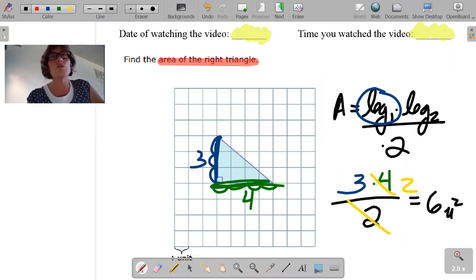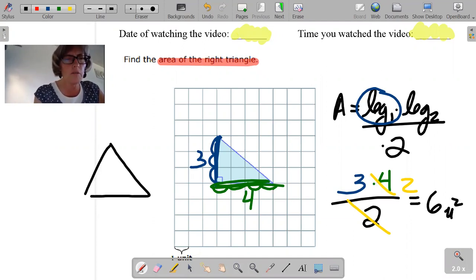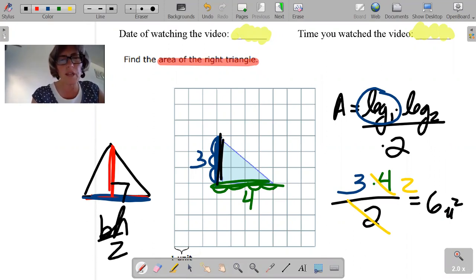Ta-da! So the difference between a regular triangle, which would be base times height over 2, and a right triangle is that in a right triangle, your base and your height are your legs. That's why the equation is leg times leg over 2.